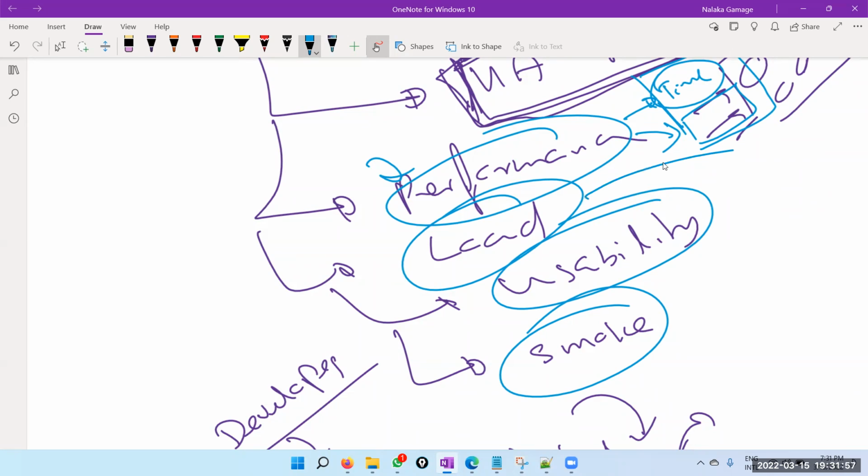Then we have load testing. Load testing is a special kind of performance testing. Load testing means we test whether the system works properly under heavy loads. This is not done for all software. It is not needed for every software development project, but it is needed in some cases.